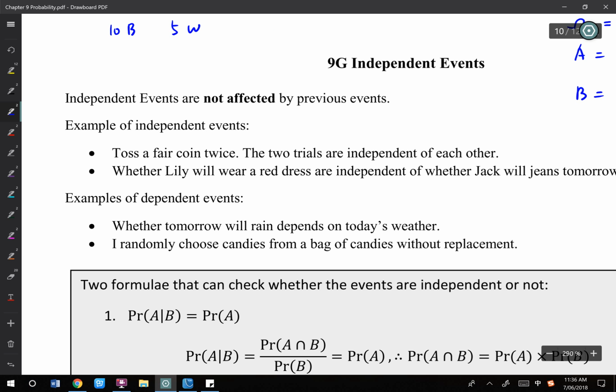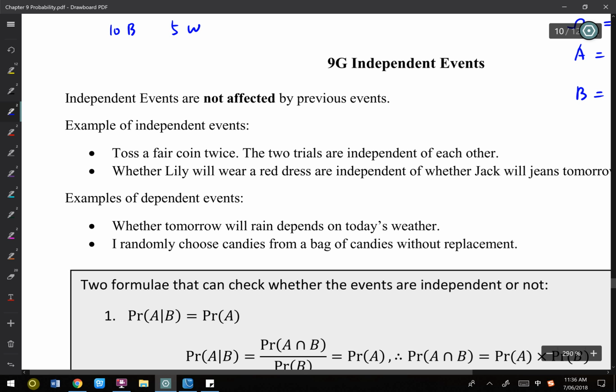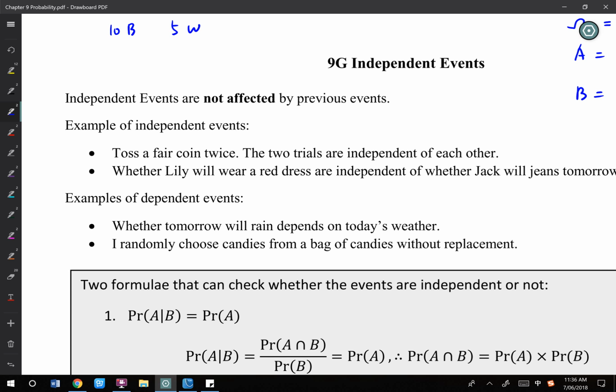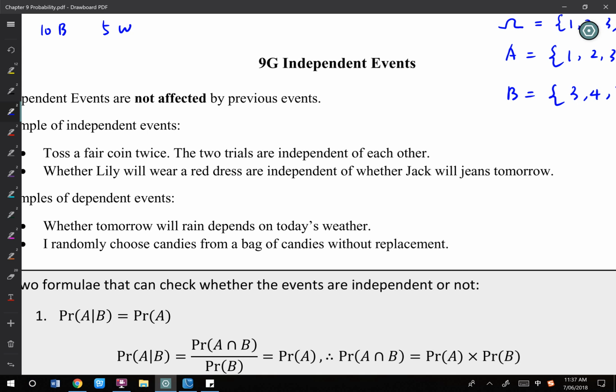Examples of independent events: you toss a fair coin twice and the two trials are independent of each other, because in the second trial the probability of a head or tail is exactly the same, no matter what you get the first time. Or whether Lily wears a red dress is independent of whether Jack will wear jeans tomorrow. What you wear and what I wear is totally independent. The result of you doesn't affect what I will wear today. So they are called independent events.